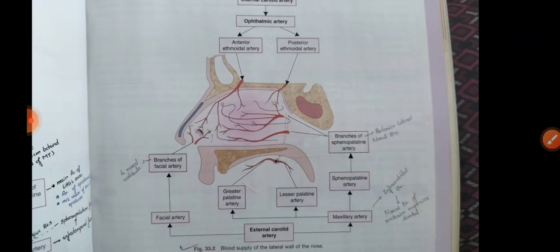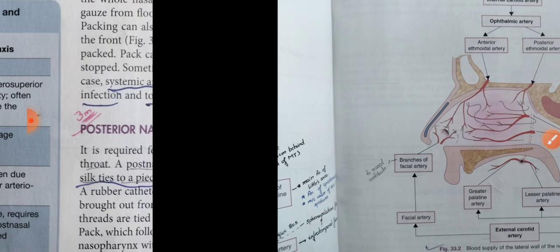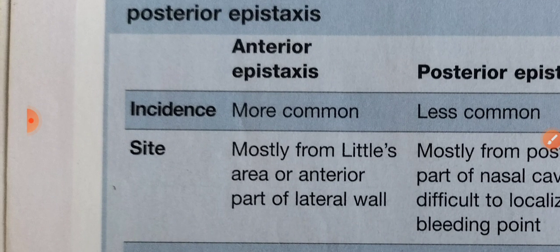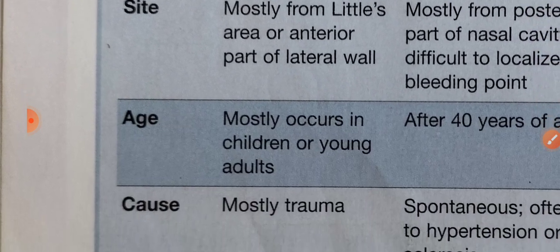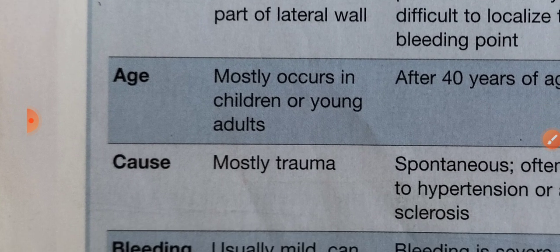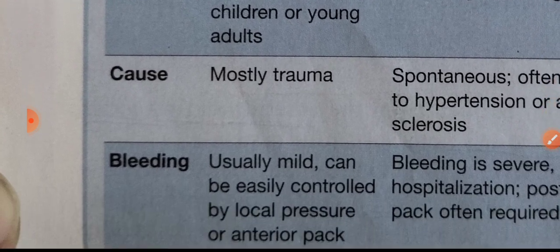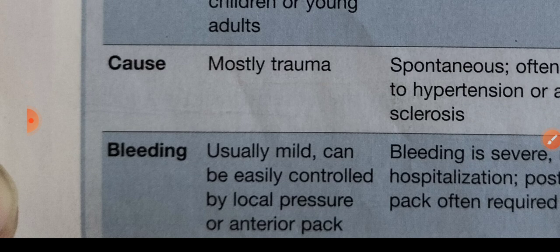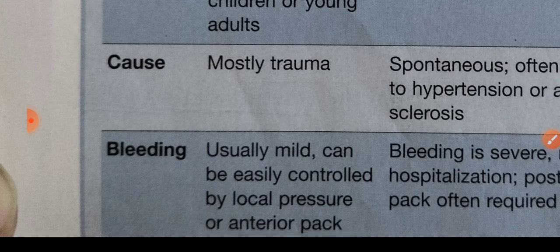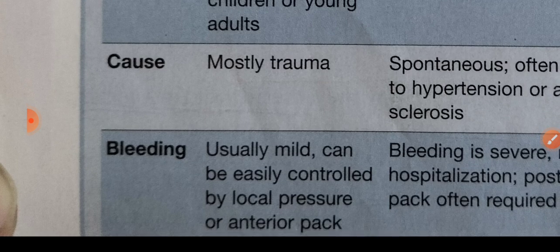Let me show you. Okay, this is given in the book only. Anterior epistaxis, just read like this. Anterior epistaxis incidence is more common. Mostly it is from Little's area only. Next, it mostly occurs in children and young adults. The cause is most commonly trauma. Bleeding is usually mild and can be controlled by local pressure and anterior nasal packing.